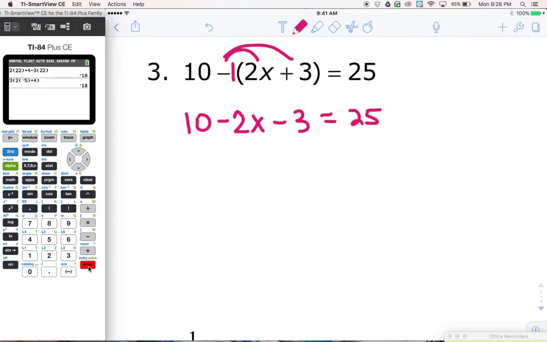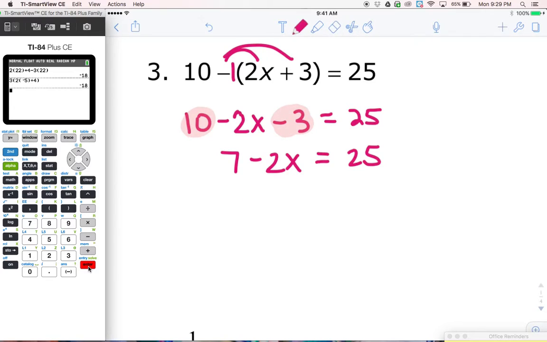All right, now we can simplify this left side a little bit. Guys, we should definitely do that first. So I'm going to notice that 10 and -3 are on the left side together. So I'm just going to add them up. 10 minus 3 is 7. But I still have that -2x there. And I get 25. Okay, now this looks like what I'm used to. Even though it's kind of mixed up right here, doesn't matter, right?